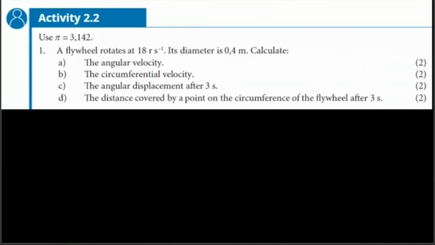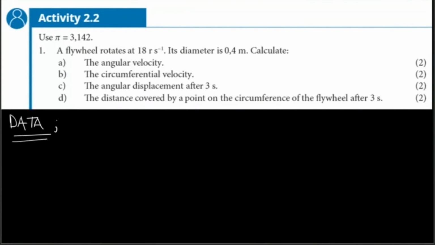Okay, from there, we are going to be looking at some activities here. I think this one is 8 marks, 2 marks each. The first question here says that we have a flywheel that rotates. The first thing I want to see here is your data. Before your test, I will let you know which chapter to focus on. I will tell you what you must focus on and what not to focus on.